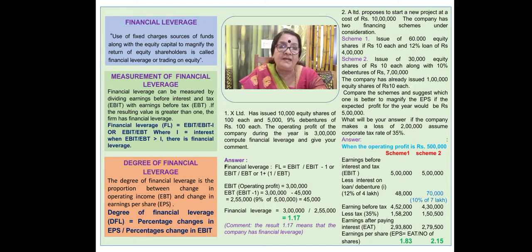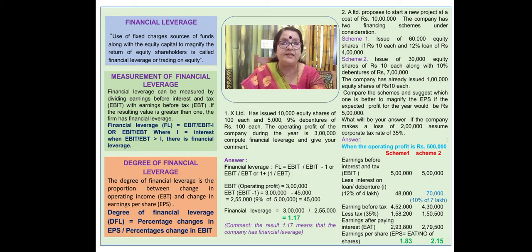Then from that we have to deduct the interest on debentures or interest on loan. In the first scheme, issue of 60,000 equity shares of rupees 10 each and 12% loan of 4 lakh. So on 4 lakh, 12% is the interest. So what will be your interest? 48,000 for the first scheme. And for the second scheme, 10% debentures of 7 lakh, that will be 70,000. That is for the second one.